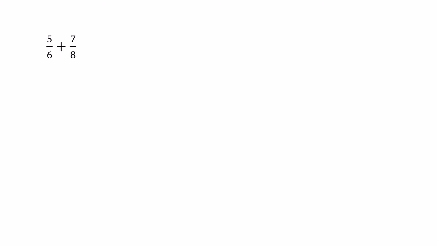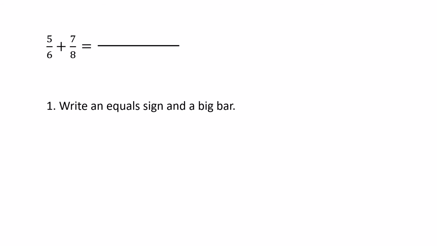Okay. So to illustrate the process, I'll start with a simple example. Suppose we want to add 5/6 plus 7/8. The first step is write an equal sign and put a big bar right next to it, like this. Make sure that you line things up well because we want things to look pretty.